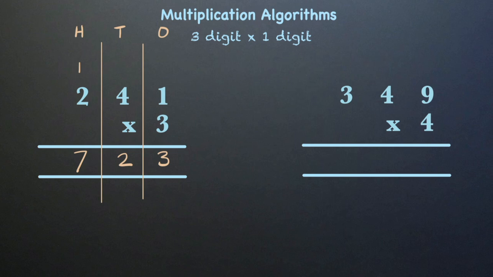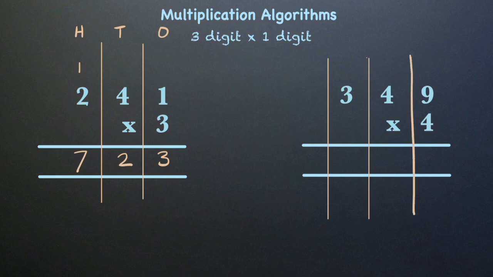Once again, I'm going to separate my columns. Now you notice I put an extra line in this time. So I've got ones, tens, hundreds, and this time we're going to need a thousands column as well. I'll just put that in as well.